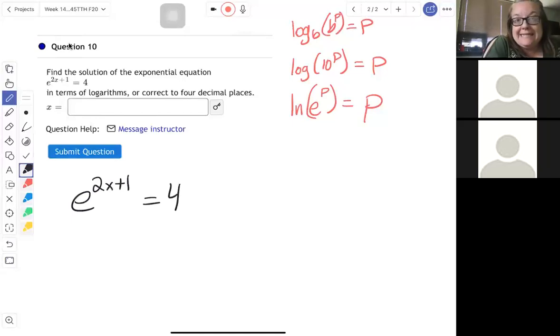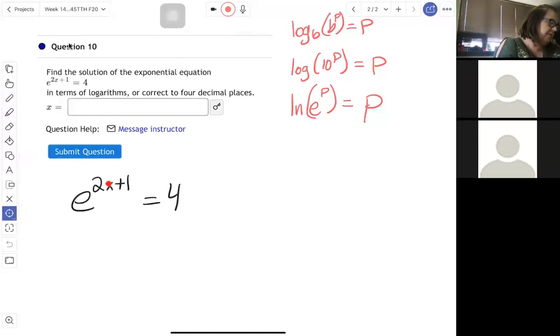We want to isolate the exponential. Now, I don't have to do anything with this one because this exponential, and what I mean by exponential is this term right here, the base and the exponent, those two pieces. I don't have a coefficient to move. I don't have an extra term that needs to be moved. It's already isolated, so I don't have to do anything for that step, but that is the first step.